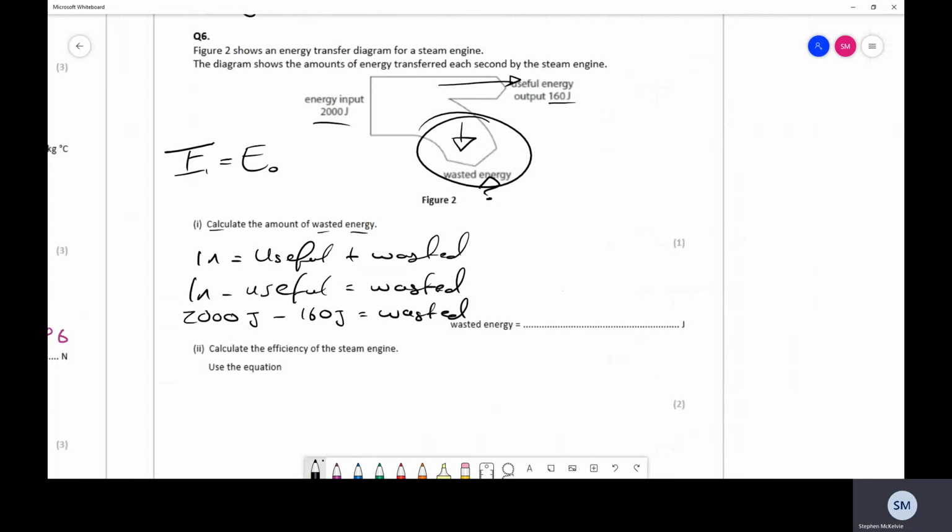And there's no equation for this, it's just something you have to figure out. 2000 take away 160 on my calculator is 1840 joules.